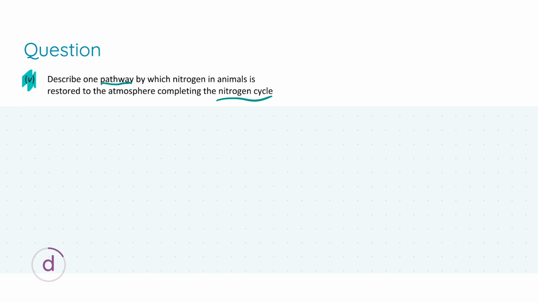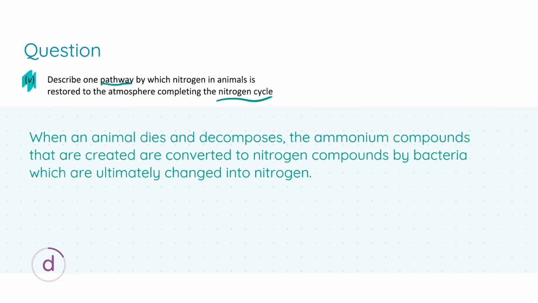In this case, I'm just going to write out the definition and give a little bit more context as to what is actually going on. So the answer goes as follows. When an animal dies and decomposes, the ammonium compounds that are created are then converted to nitrogen compounds by bacteria, which are ultimately changed into nitrogen.